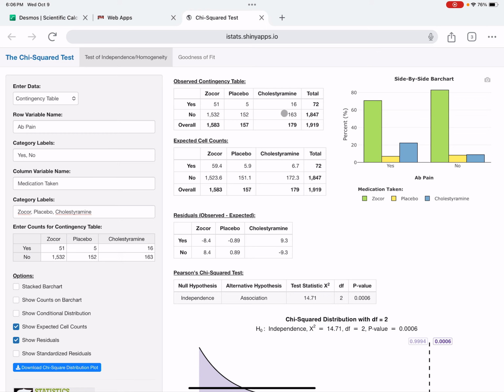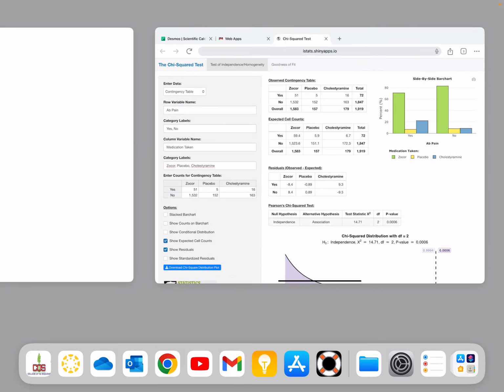If you look at cholestyramine, on the other hand, we observed 16 cholestyramine patients with abdominal pain when what we expected was only about 7 of them to experience abdominal pain. So that's bad news for cholestyramine. It means that cholestyramine is probably the cause of abdominal pain, whereas Zocor almost certainly is not. Okay, but what we're really here for is the p-value, 0.0006.